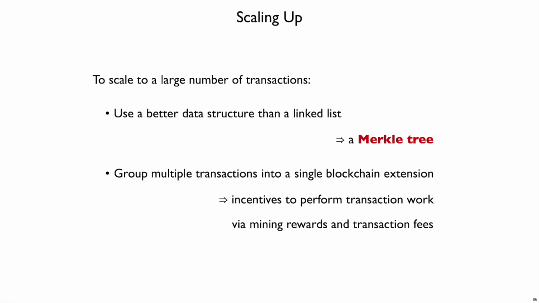Another thing they do is, instead of making every block an individual transaction, so that every little transaction requires this proof of work and so on, multiple transactions can be grouped into a single extension. So this creates a market for middlemen who gather up transactions and then do the work that is needed to generate the proof of work to make those transactions acceptable. And then these middlemen need to be rewarded in some way, and the reward comes in two ways: mining rewards and transaction fees. Let's look at the Merkle tree part first.